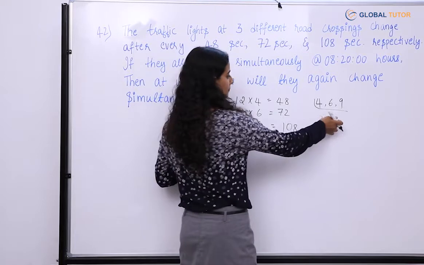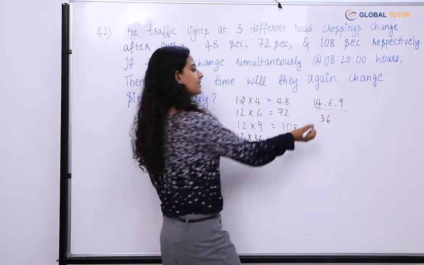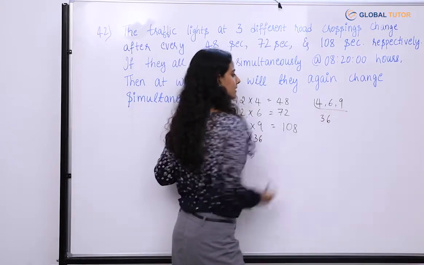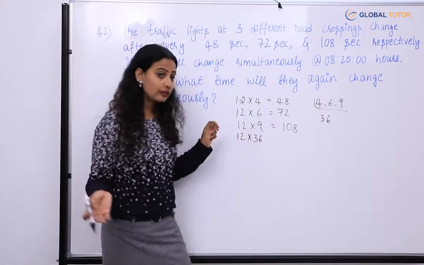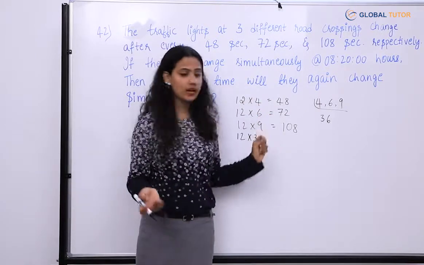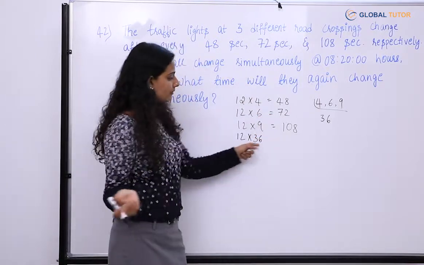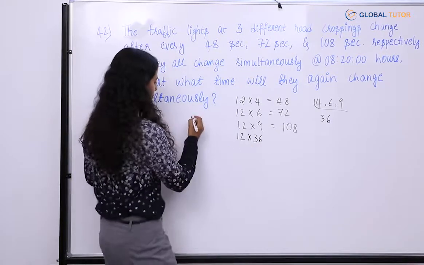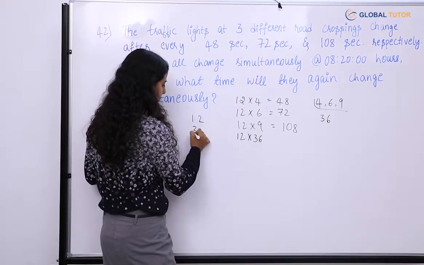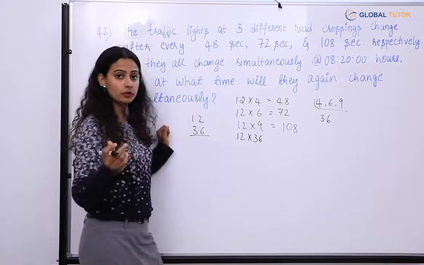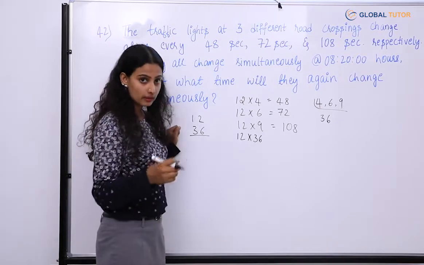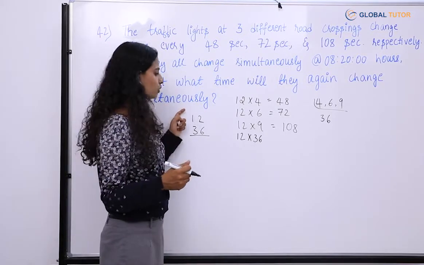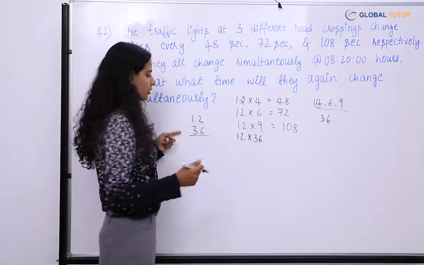Why? Because 36 is the LCM of 4, 6, 9 and we need to find out the LCM of 48, 72 and 108. So it will be 12 into 36. Now how do we do 12 into 36? You can watch our previous videos wherein using Vedic Mathematics Sutra we have told how to multiply 2-digit numbers.